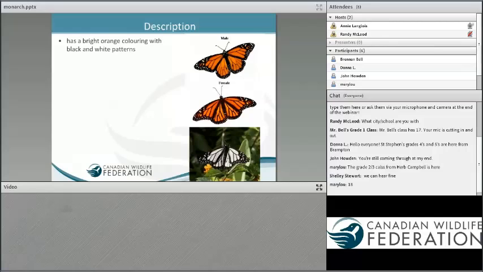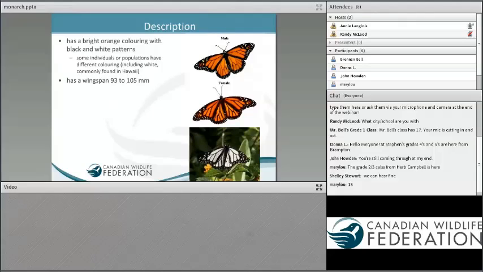The monarch is orange, and it has black and white and sometimes yellow patterns on its wings. Some are a wee bit different. As you see in the image at the bottom of my slide here, some are white. They're actually pretty common in Hawaii. Here in Canada, they can be found, but they're pretty rare. Their wingspan, from one end of the wing to the other, where they're broadest, is about 10 centimeters wide. They're actually pretty big.